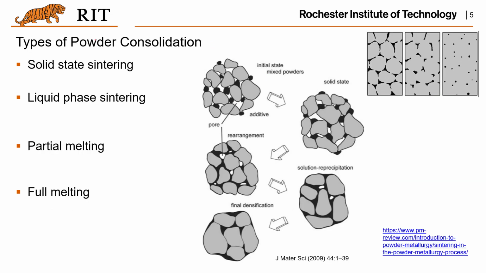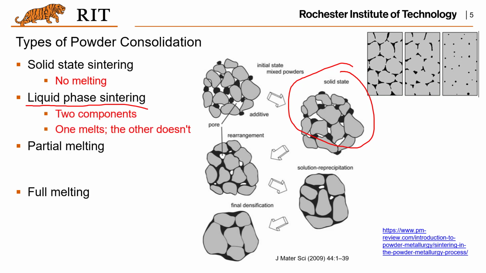There are four different types of powder consolidation. The first one is solid state sintering, just like the one shown here. There's no melting in this process, and the particles will be diffused together without any melting. The second one is liquid phase sintering. There are two components there. One melts and the other doesn't. The melted component will fill the space between the unmelted ones.